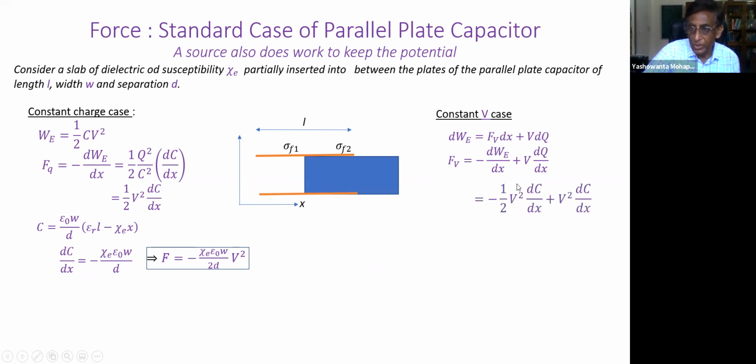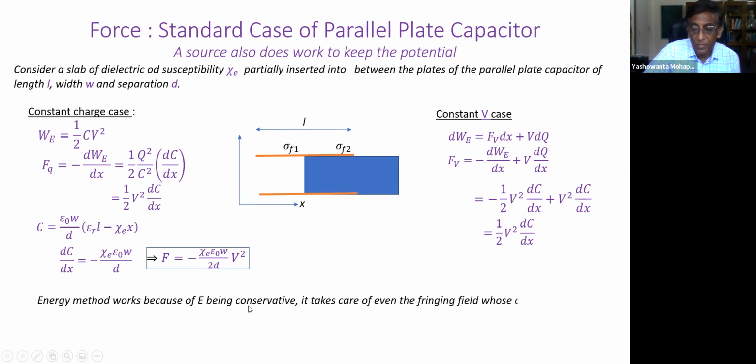And that comes to one part giving me minus half V square dC by dx, and this giving me V square dC by dx, and hence the total is half V square dC by dx, same as here. Okay, the force comes out to be the same, and it is the same formula. So the energy method works because E is conservative. It takes care of even the fringing field.